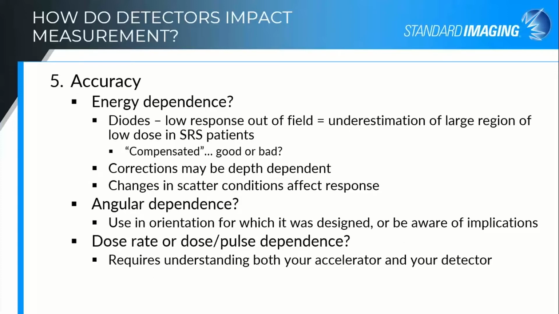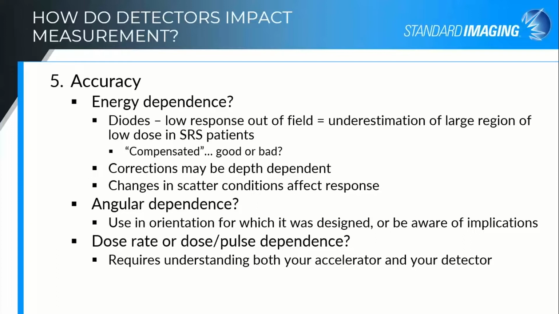Accuracy of your detector then also affects measurements. Do they have any energy dependencies? Diodes sometimes can show a low response out of the field for the lower energy scatter, which can result in an underestimation of low dose regions in your stereotactic patients. We talked about compensated diodes. They can be good or they can be a little frustrating depending if you're using them in the configuration which they were designed for, and if that's something that you're looking for in your diode.